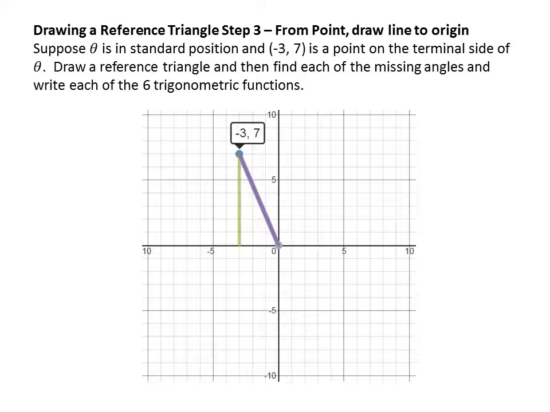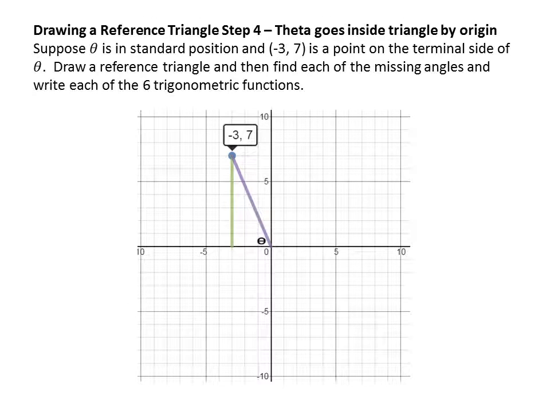After we draw our line down, our third step is to take the point to the origin. We're going to draw a slanted line from the origin to the point. And finally, where does our theta go? Our theta goes by the origin, but it goes inside the triangle. So that's where we draw our theta.